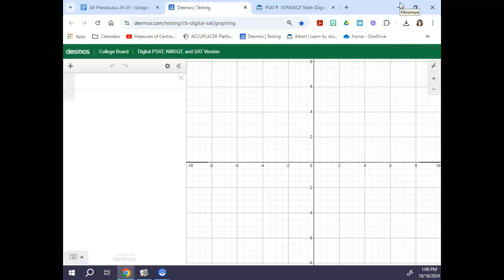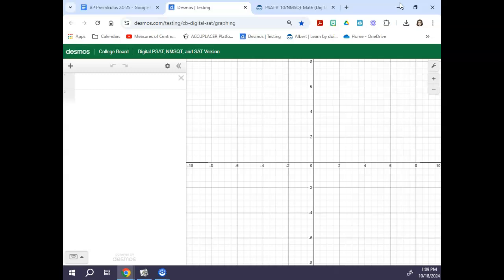This is what the Desmos calculator will look like. It looks just like if you went to desmos.com, I know. But there are multiple versions of the Desmos calculator. How the SAT version, PSAT version is different than just desmos.com, I have no idea. Maybe it's not different at all. But I searched up the different Desmos testing calculators, and there's a bazillion of them for different states, different tests.